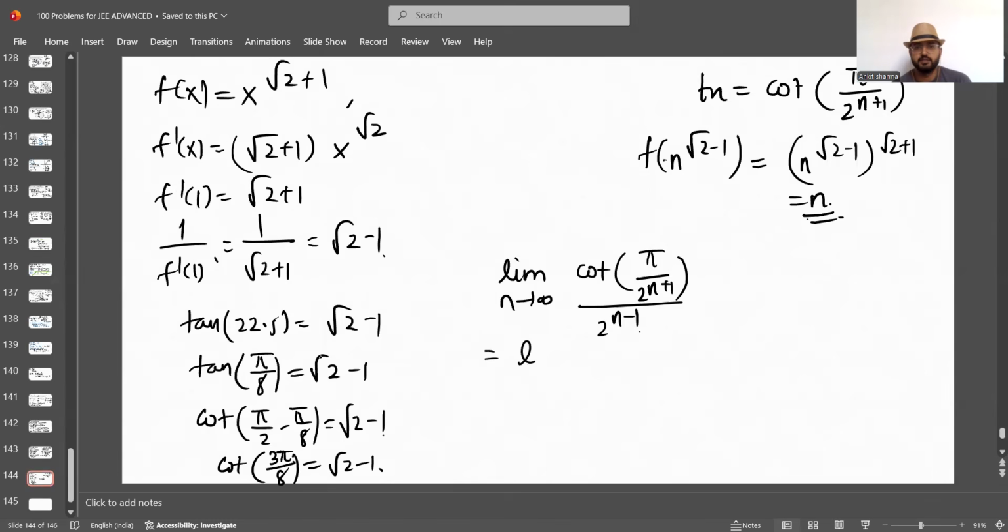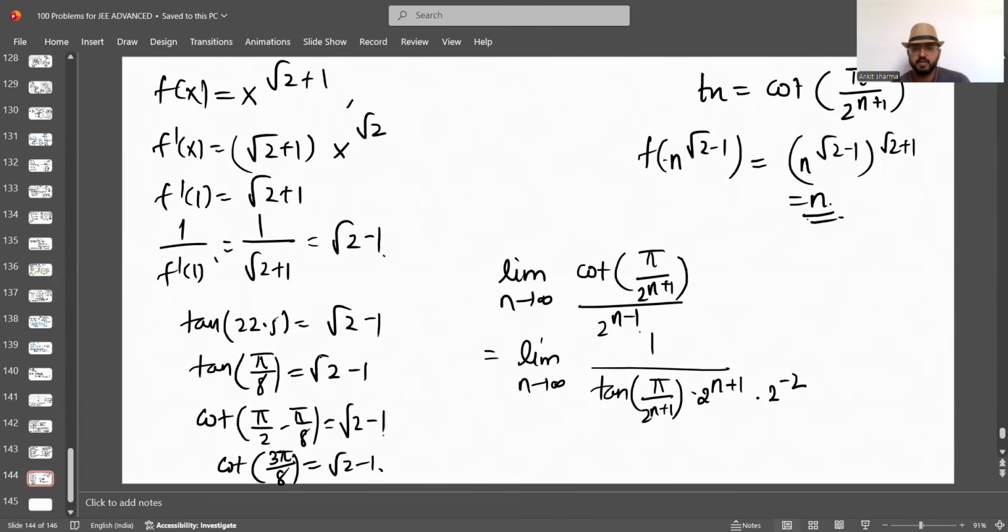This could be written as limit n tends to infinity. Then I'll try to balance this. So cot I'll be writing in the denominator. So I get tan of pi by 2 to the power n plus 1. And this 2 to the power n minus 1 I'll be writing like this: 2 to the power n plus 1 into 2 power minus 2.